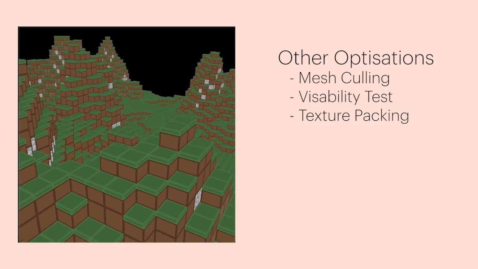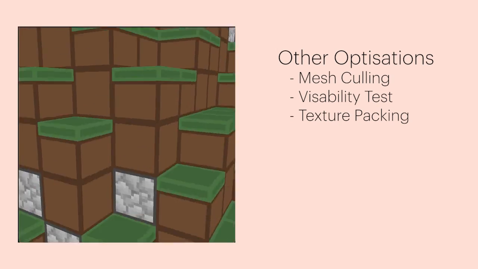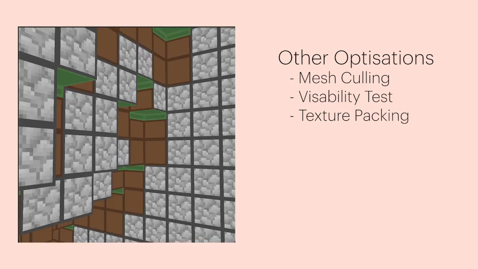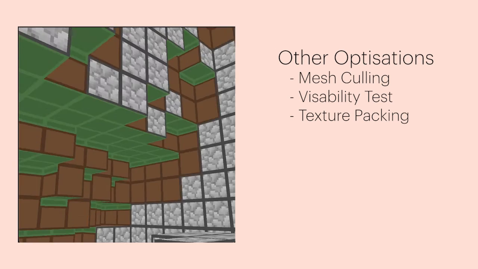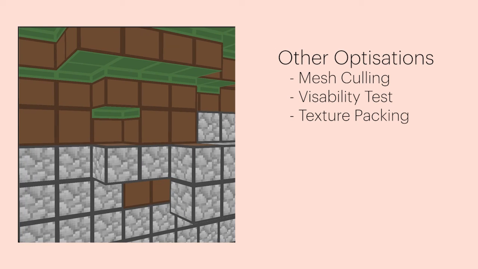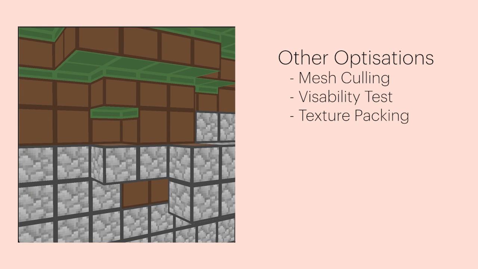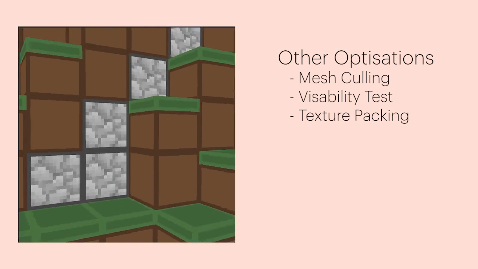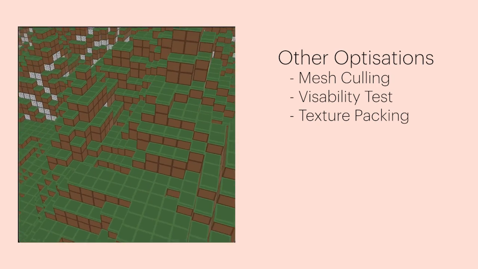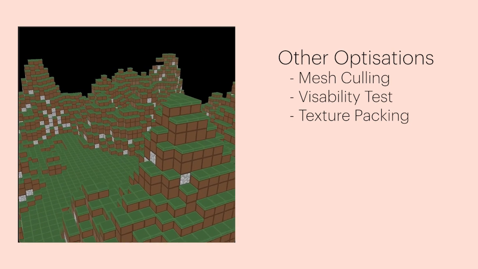And finally, using this method of instance rendering, you can get pretty damn close to the Minecraft clone I demoed at the start of the video. Right. Now, there are a few more optimizations I implemented, such as mesh culling, visibility testing, and texture packing, in order to get this really crispy level of performance. But if I'm being completely honest, I think the main point in this video is not the specific optimizations, it's more the general process.